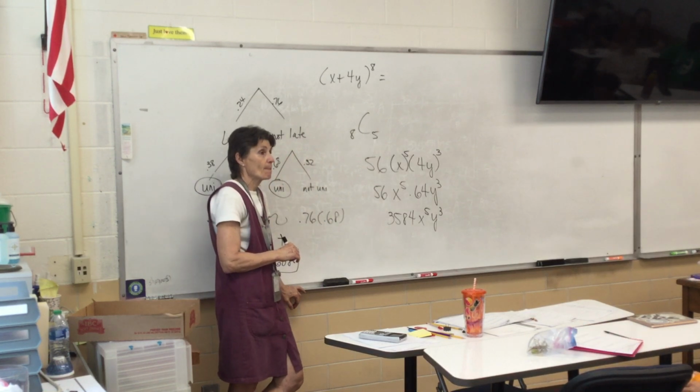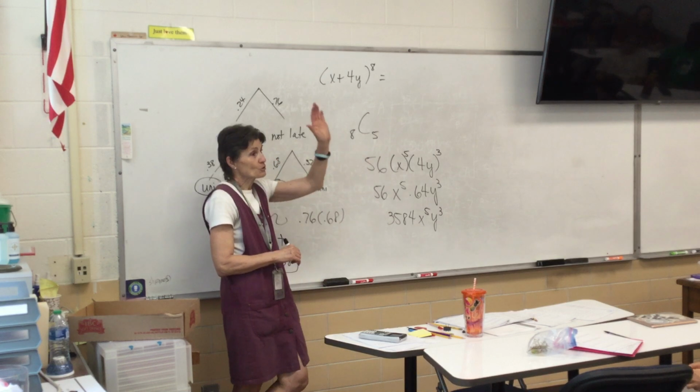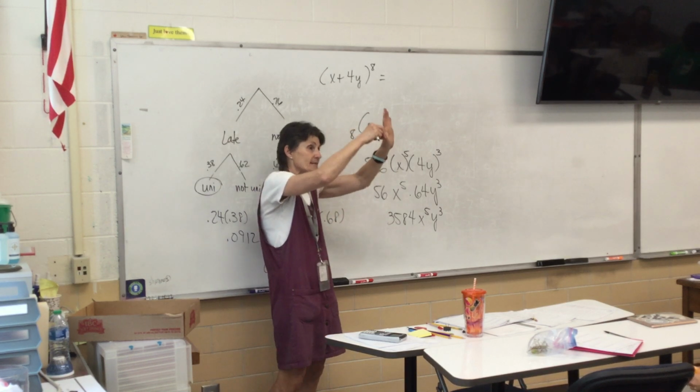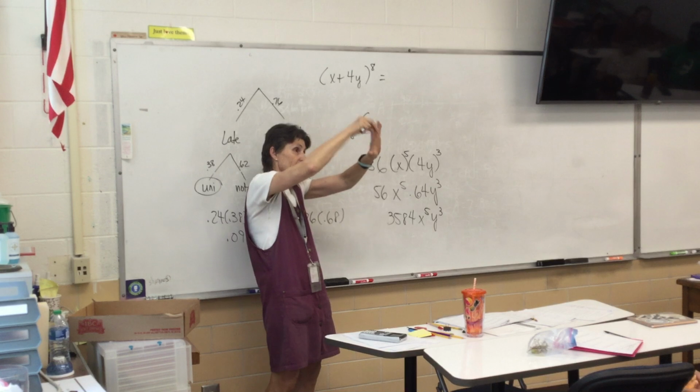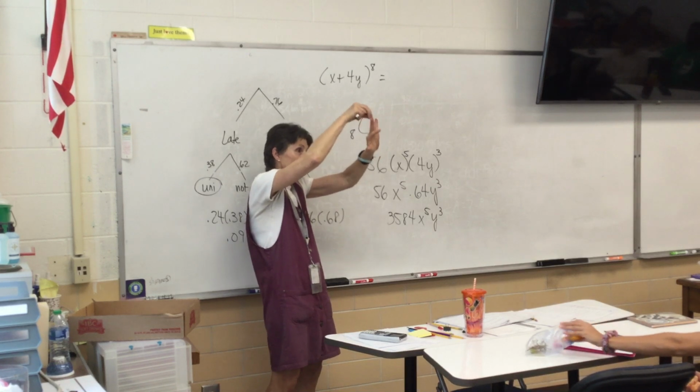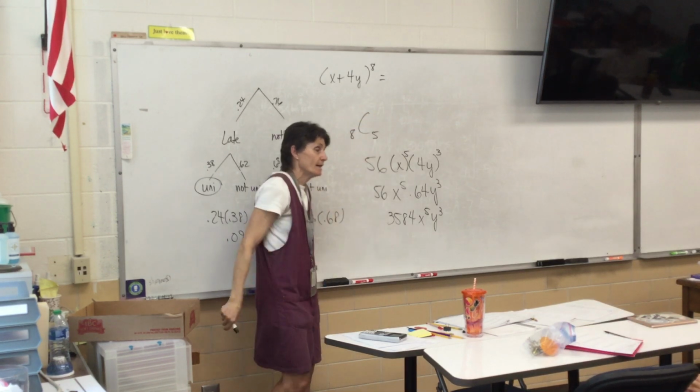Can you explain again why the 5 came from, like the C? First term is 8C8, 8C7, 8C6, 8C5. The 4th term is the one I'm looking for, and it's 8C5.